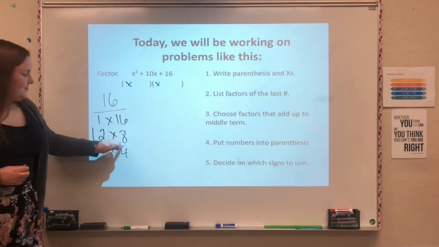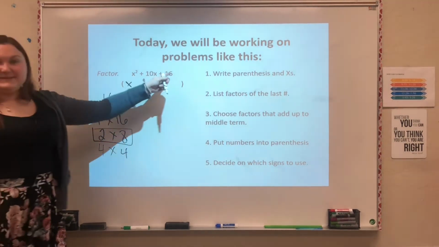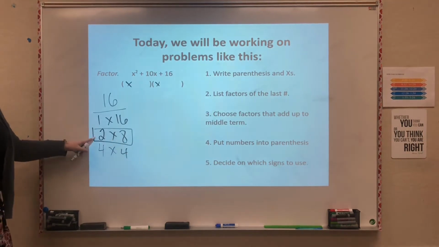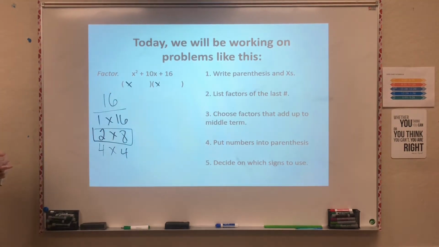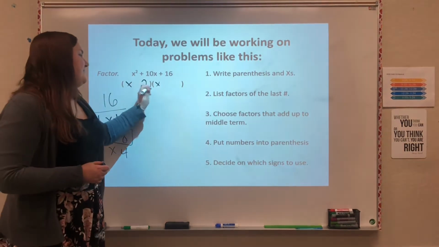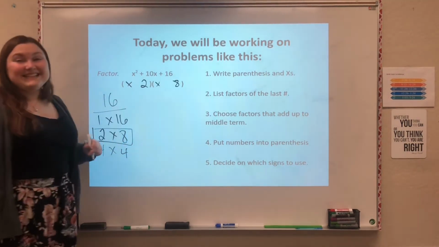It's going to be this 2 times 8 here. 2 times 8 gives me 16, and if I were to add the 2 and the 8, it'll give me 10. The last step here is filling in those numbers and then figuring out what signs we would need.